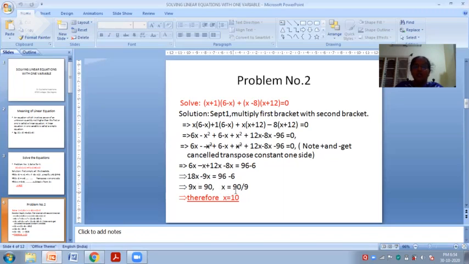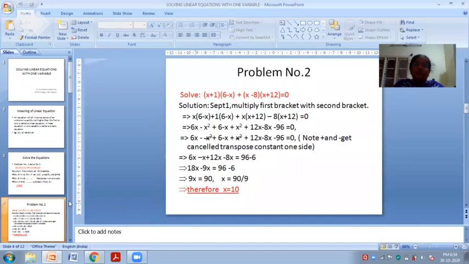Therefore, 9x is equal to 90. Therefore, x is equal to how much? 90 divided by 9, that is equal to 10. That means here 9x is equal to 90, but we require only 1x. That is why we are dividing here. 90 divided by 9, that is equal to 10. So, this is your second problem.